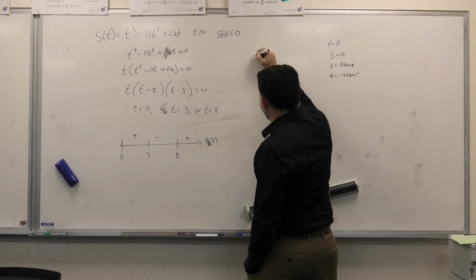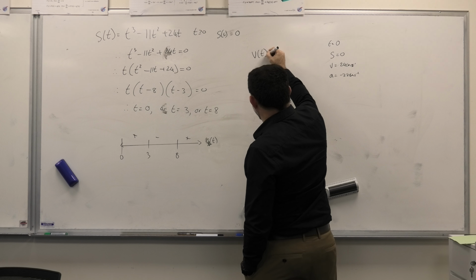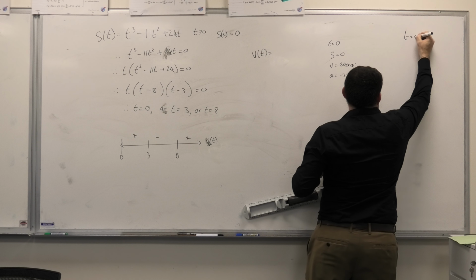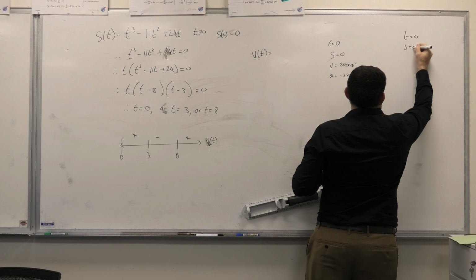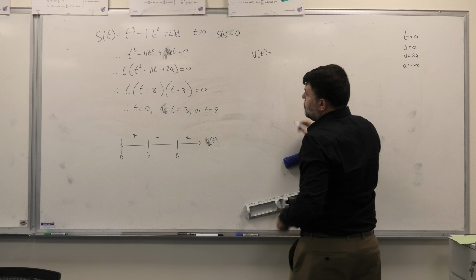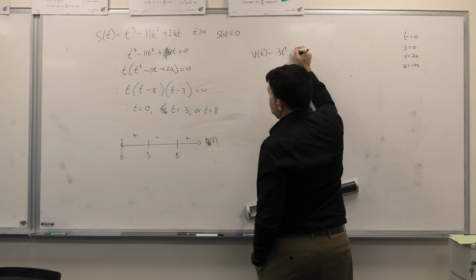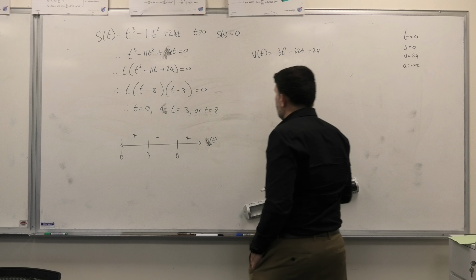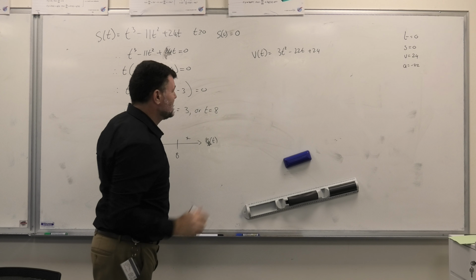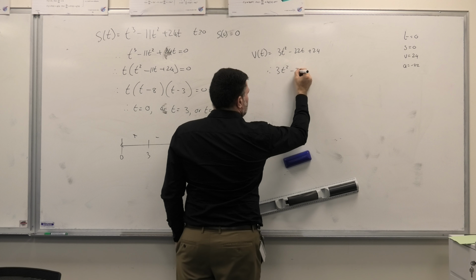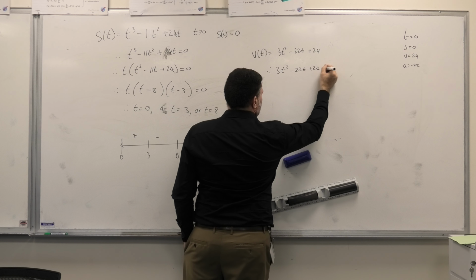For your velocity function, and let's put this here, we will get, and I'll raise this and put this over here a little bit further. Okay. So we get 3t squared minus 22t plus 24. All right. We want to equate this to 0. So 3t squared minus 22t plus 24 equals 0.